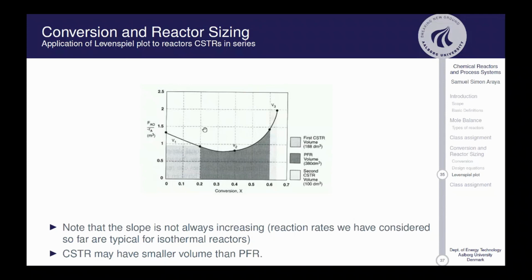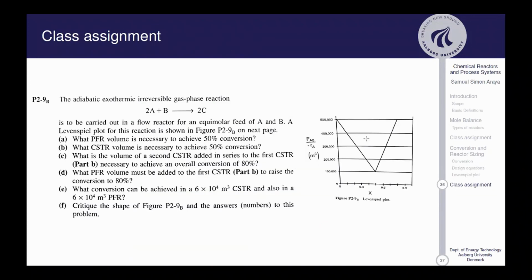And just to show you how the Levenspiel plot is dealt with, these are three different reactors. We take this one as a PFR, the others as a CSTR, and we find this. But in this case, it would have been better to just take a PFR because you're gaining more volume here, and so on. So that was basically it.